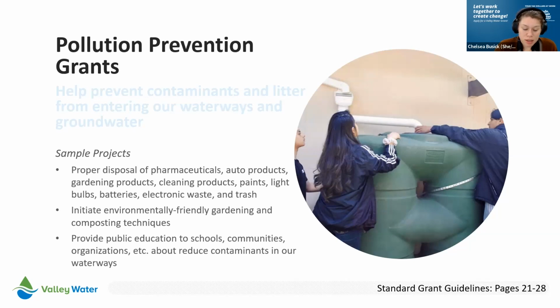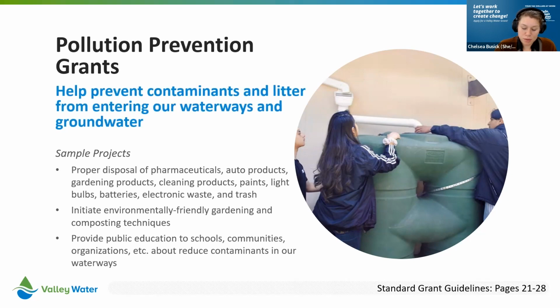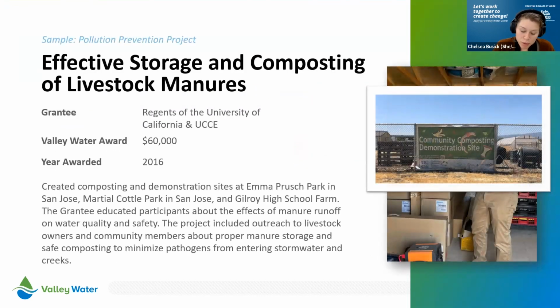Some others could include initiating environmentally friendly gardening and composting techniques, such as to reduce the use of pesticides and PFAS containing products, and technical assistance to help growers protect groundwater and to keep agricultural pollutants away from surface water. And partnership with schools, communities, and organizations to reduce litter and graffiti in our waterways. On the next slide, we have an example of a previously awarded pollution prevention project by the Regents of the University of California for their effective storage and composting of livestock manures project.